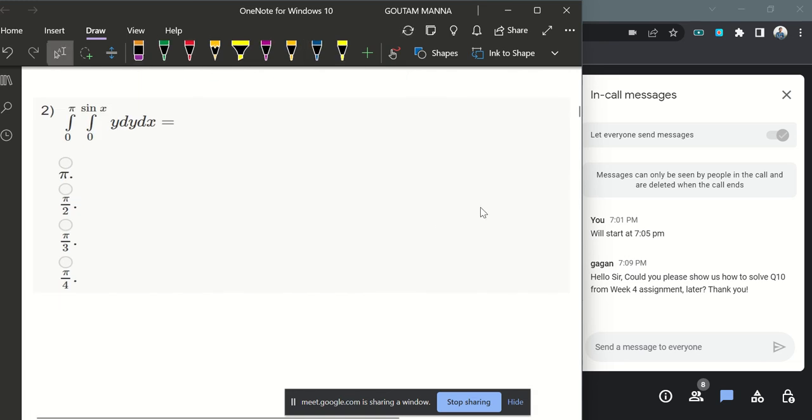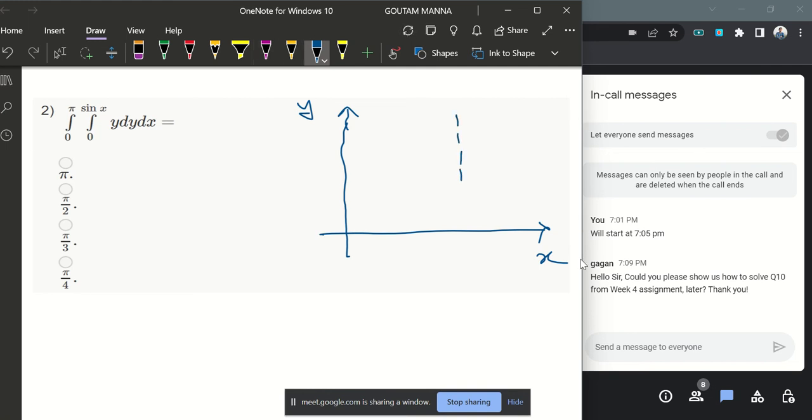Now in the second problem, we are asked to find out this integration, where we are asked to integrate in a region where y is varying from 0 to sin x and x is varying from 0 to pi. So the region looks like this. Let's call it pi, 0. So the lower limit of y is 0, and the upper limit is sin x, and as x is varying from 0 to pi, it will look like this.